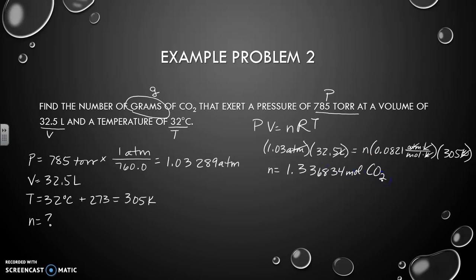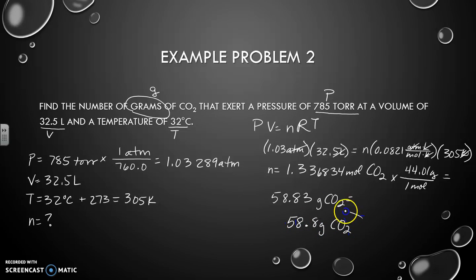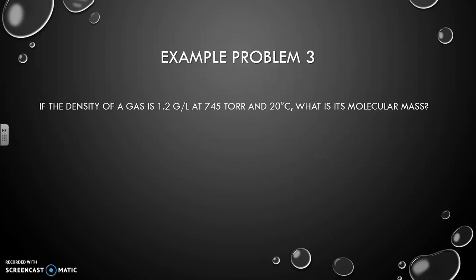But we don't want moles, we want grams, so we have to do a mole conversion. So 1 mole of carbon dioxide is equal to 44.01 grams of carbon dioxide. Do the math, and the calculator gives us 58.83, and there's more numbers, grams of CO2, but we don't need more numbers because we just need 3 significant figures. So 58.8 grams of carbon dioxide. There we go. All right, let's do another one.